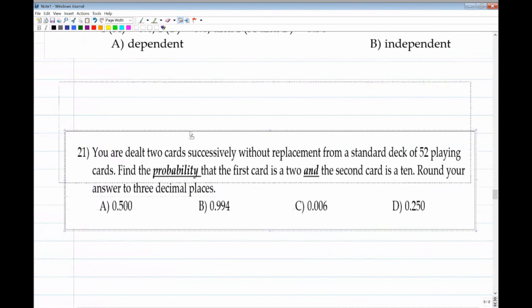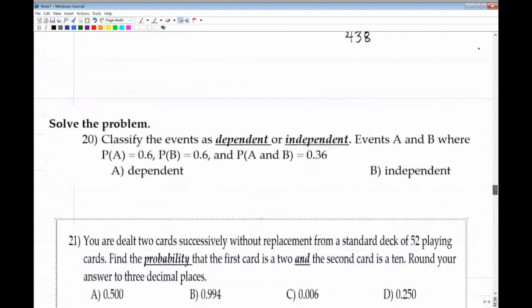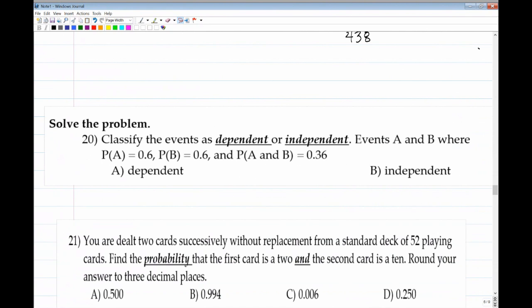Now we're going on to independent and dependent. If you go back to the formula sheet, there is something that says if the probability of A times the probability of B is equal to the probability of A and B, then that's called independent. That's from the formula sheet. Please go back and look at it.